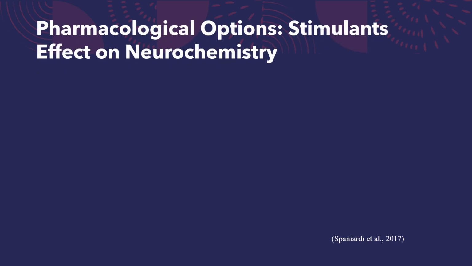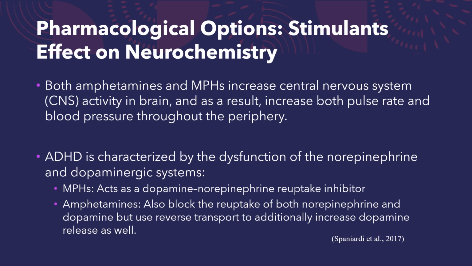Now we're going to take a look at how stimulants affect the chemistry within our brain. These drugs are psychostimulants, meaning they increase the central nervous system activity in the brain, and as a result can possibly increase both pulse rate and blood pressure. Stimulants work by primarily increasing dopamine and norepinephrine concentration levels in the synaptic cleft, although different medications may have slightly different mechanisms of action.